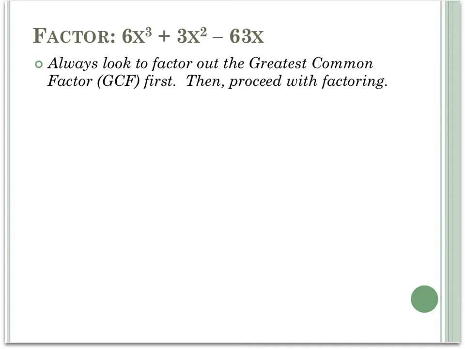In this example, I still see that my leading coefficient is 6. But if I look carefully, I see that I have an x cubed. And looking even more carefully, I see that I have a factor of 3 in all of this. So I'm going to start by factoring out the greatest common factor. The greatest common factor is 3x in this instance. When factoring that out, I'm left with 2x squared plus x minus 21.